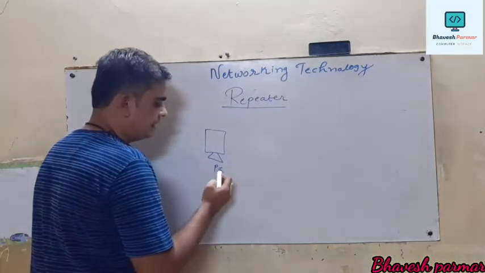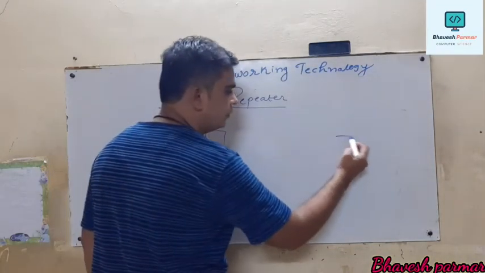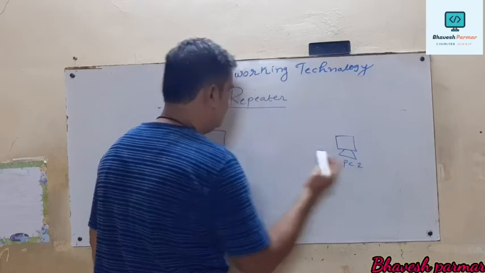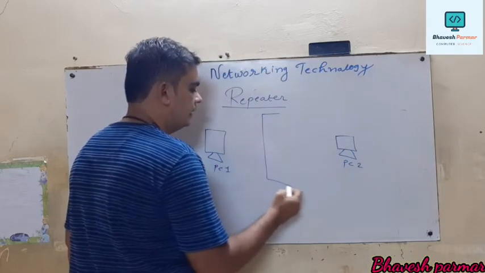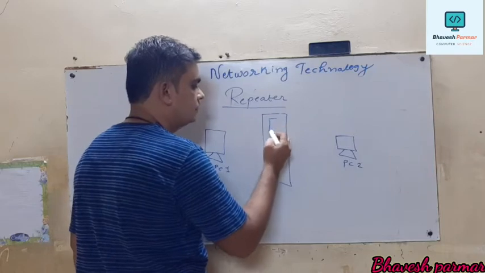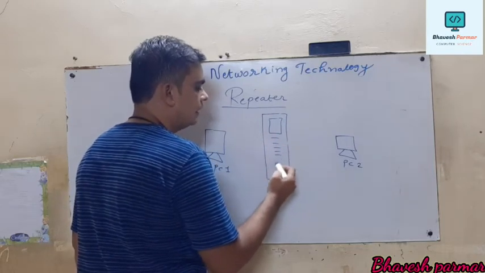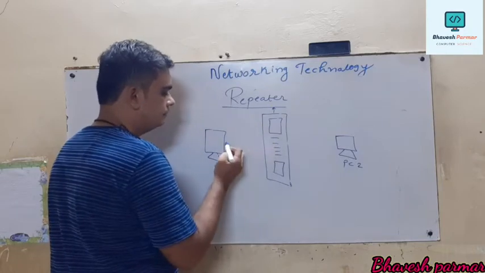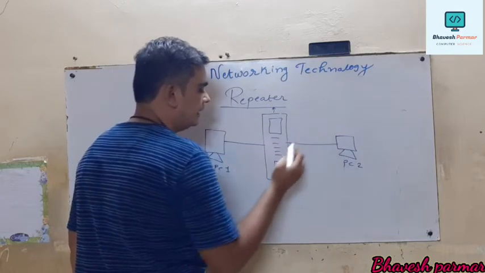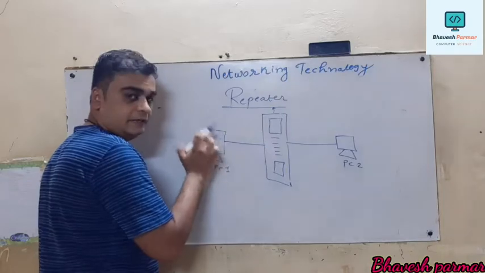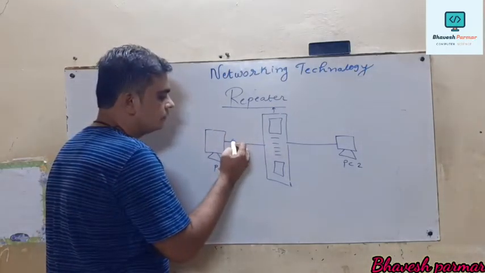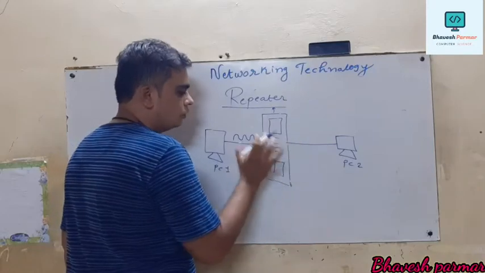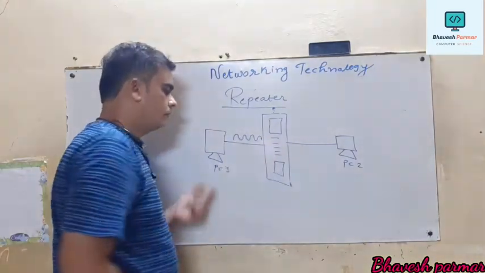In this case, again, I am going to use two separate computers, labeling them PC1 and PC2. In between these two computers, I am going to use one electronic component device, and the name of the device is repeater. These computers are connected with each other, and generally we transfer the data through them. So what is the role of the repeater?